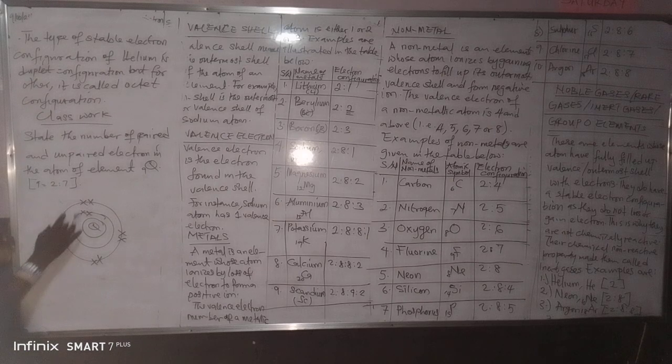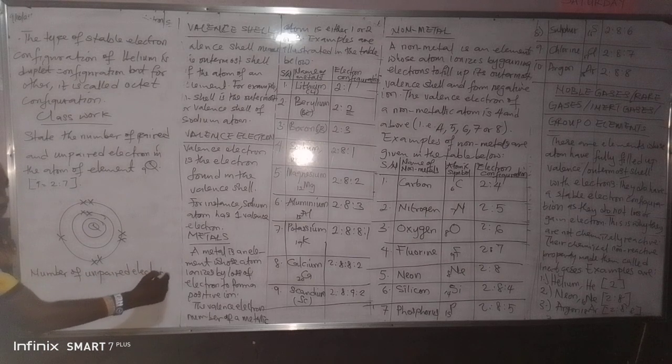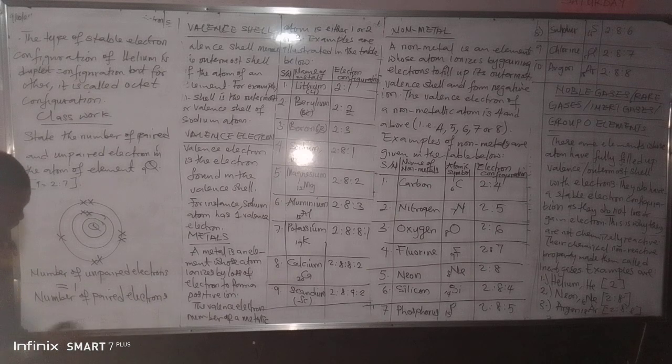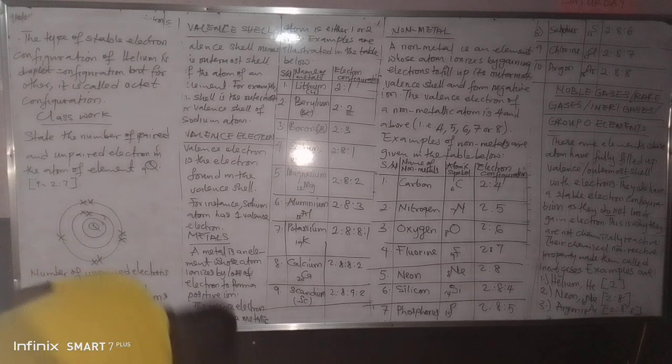From here, you only consider the outermost electrons, the valence shell. The number of unpaired electrons here is 1, this one doesn't have a partner. The number of paired electrons: how many pairs? This is paired, this is paired, this is paired. That is 3. Take note of that.